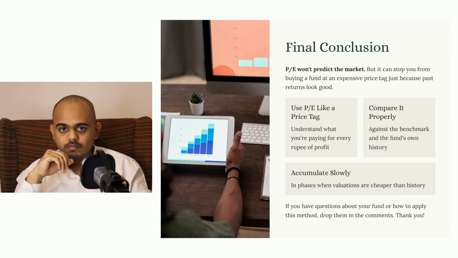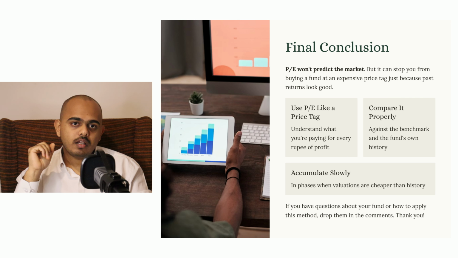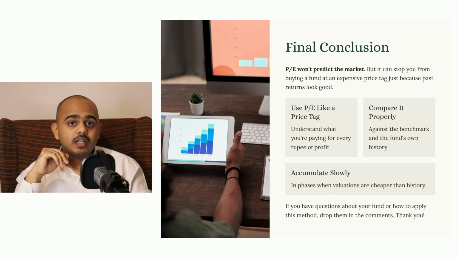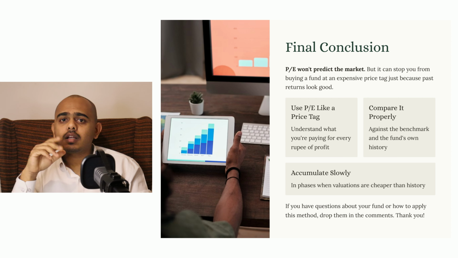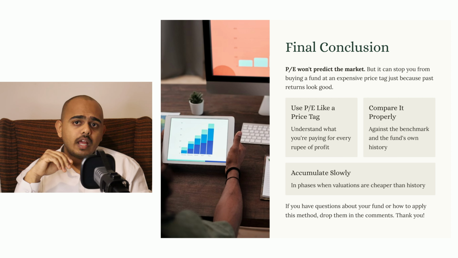Final conclusion. PE won't predict the market, but it can stop you from buying a fund at an expensive price tag just because past returns look good. Use PE like a price tag, compare it properly, and accumulate slowly in the phases when valuations are cheaper than history.